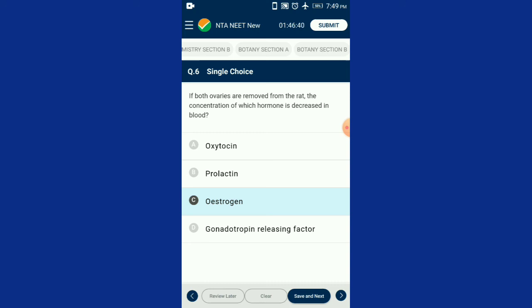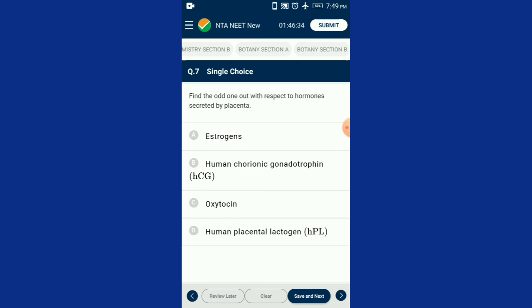Question number 7. Find the odd one out with respect to hormones secreted by placenta. HCG, HPL, estrogens and progesterone hormones are produced by the placenta in women only during pregnancy. Oxytocin is released by the maternal pituitary gland at the time of childbirth due to fetal ejection reflex.